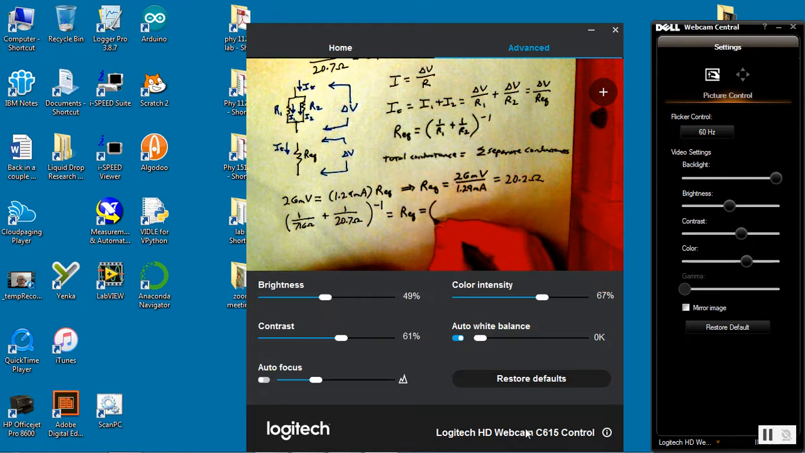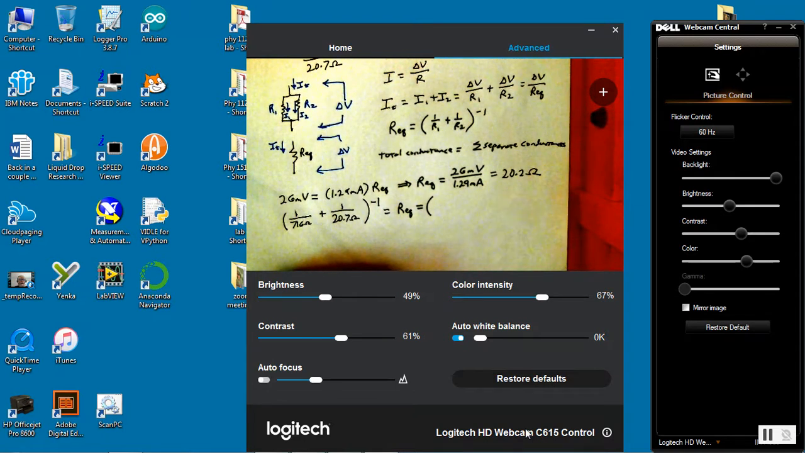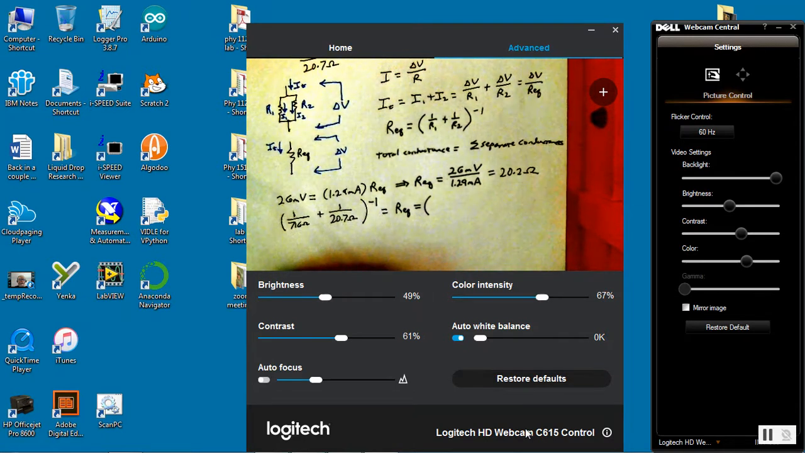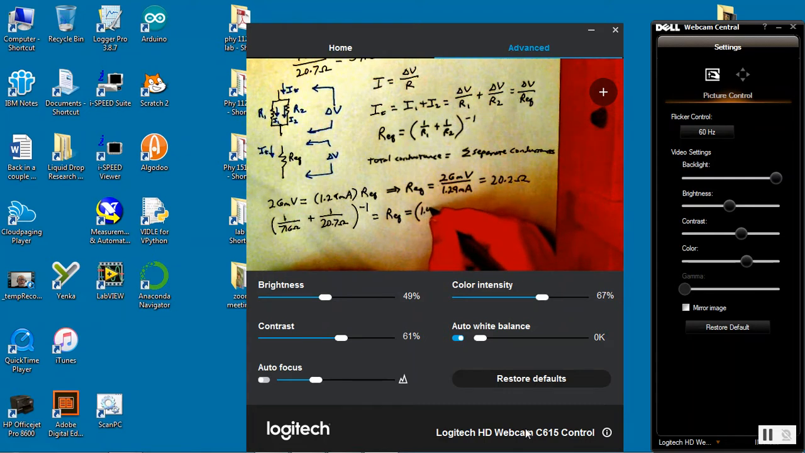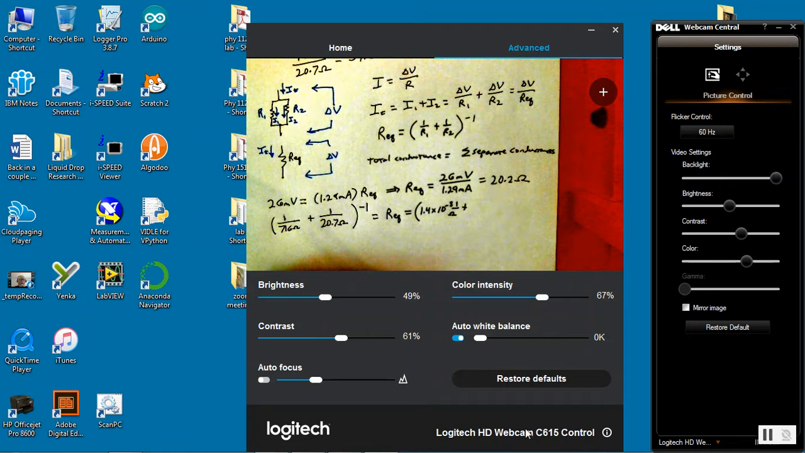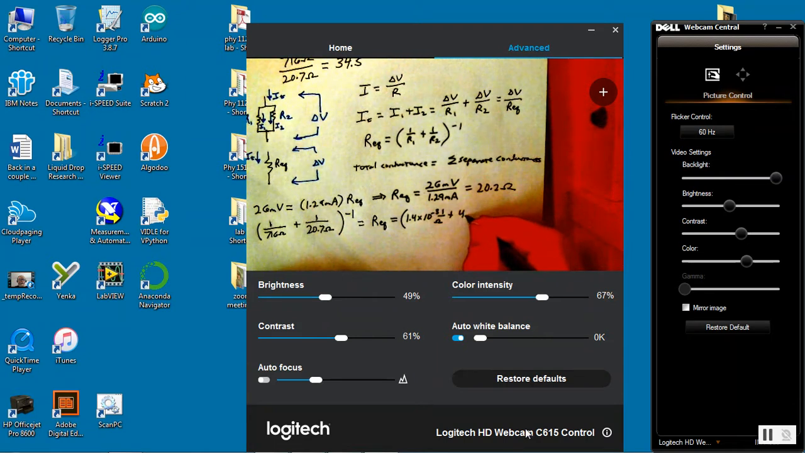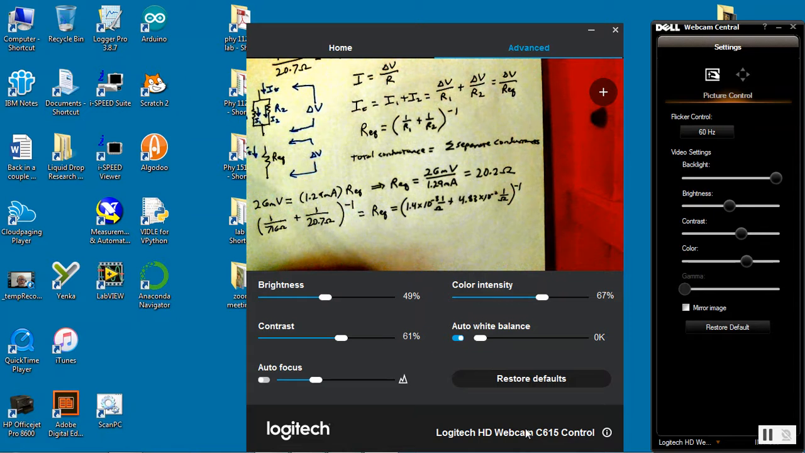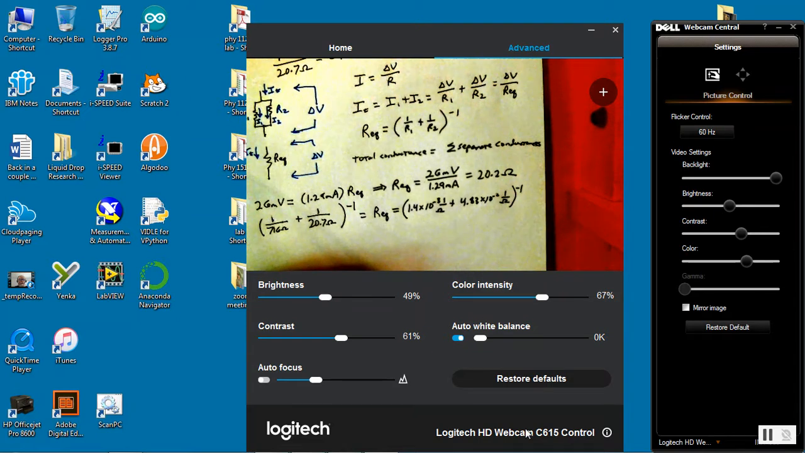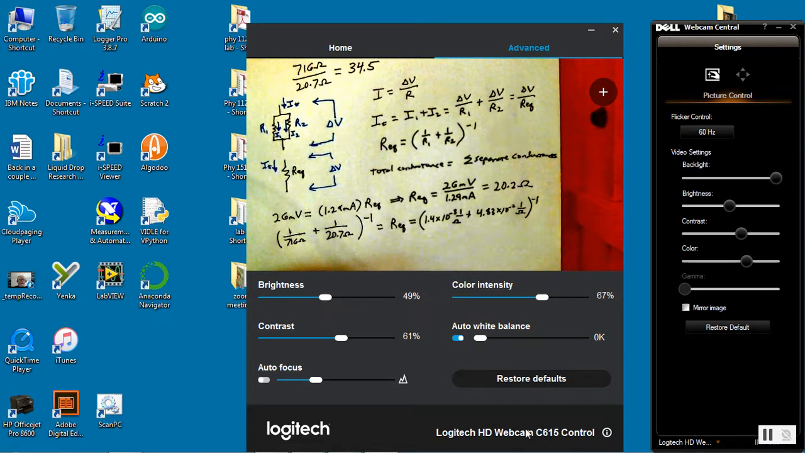Okay, so if I take the inverse of 716, I get 1.4 times 10 to the minus 3, that's 1 over ohms. Take the inverse of 20.7, I get 4.83 times 10 to the minus 2, inverse ohms, add those together and take the inverse. And I get 20.1 ohms.